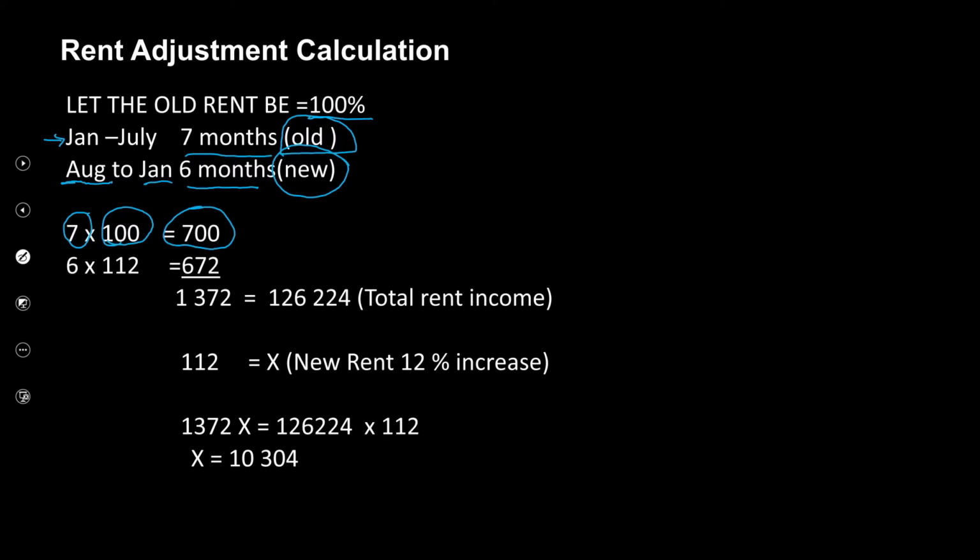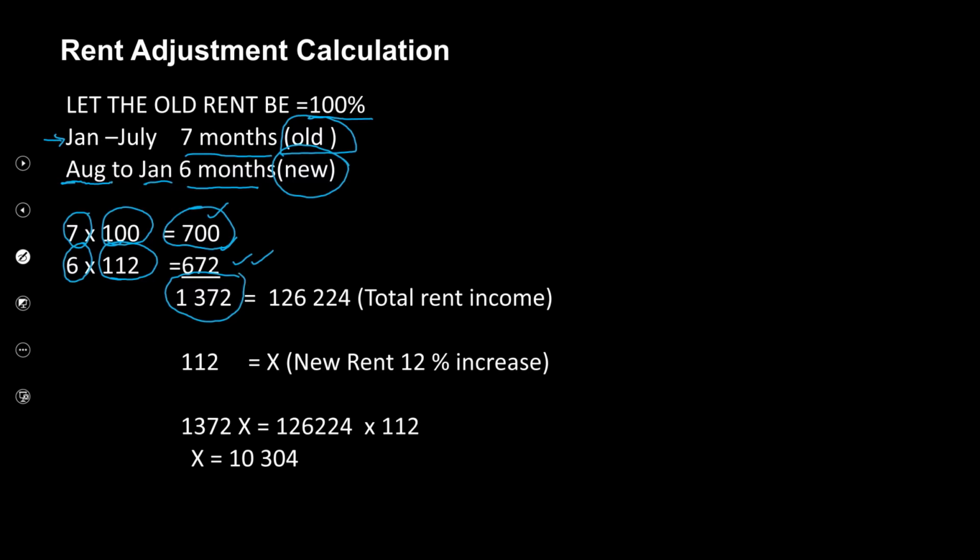Again, in percentages, step number 1, how many months? 6 months. The rental was increased by 12%. Therefore, your new rental is 112. Multiply 6 times 112 will give you 672. Right. Now you take the percentages. Add 700 plus 672 will give you 1372.